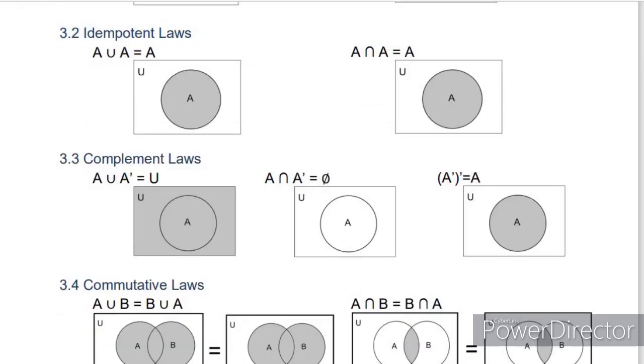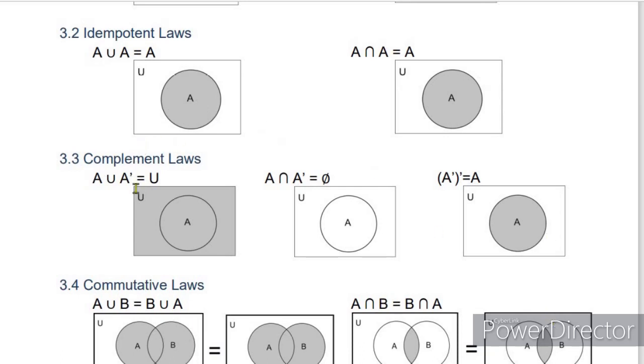Next is the idempotent law. The idempotent law means that any set put into an operation with itself is equal to itself. So A union itself is equal to A. Then A intersection with itself, A, is equal to itself again. So that is the idempotent laws.